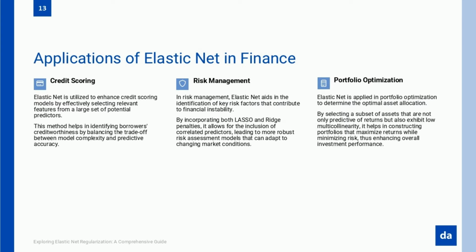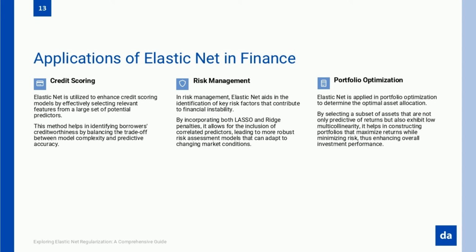Finance is a world of numbers, patterns, and risk. Every decision, whether it's investing in stocks, approving a loan, or predicting economic trends, relies on data. But here's the problem. Financial data sets are massive, complex, and full of highly correlated variables. Traditional regression models struggle to make sense of these relationships without overfitting. This is exactly where Elastic Net becomes a game changer.